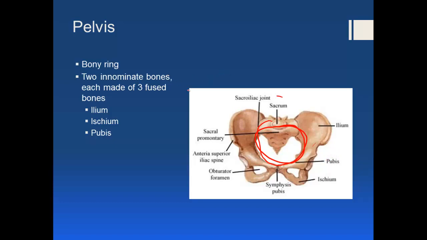So the pelvis is two bones that are each made of three fused bones. You've got the symphysis pubis here. This is the ischium. This up here is the ilium, and the iliac crest is right there, that's the bony part that sticks out. So the bones are the ilium, the ischium, and the pubis. The pubis is right in there.